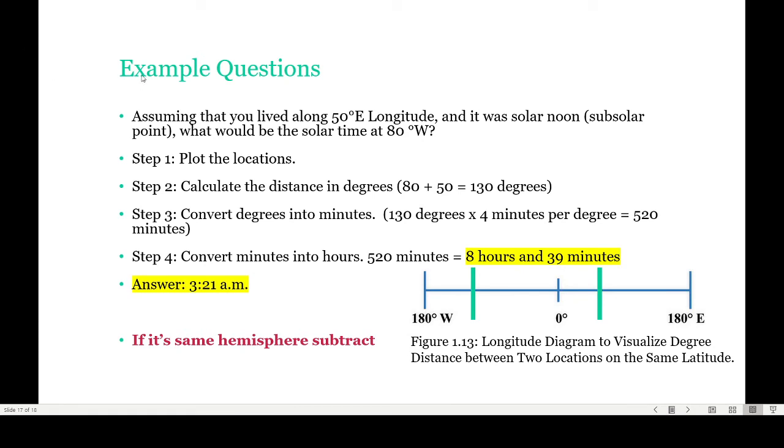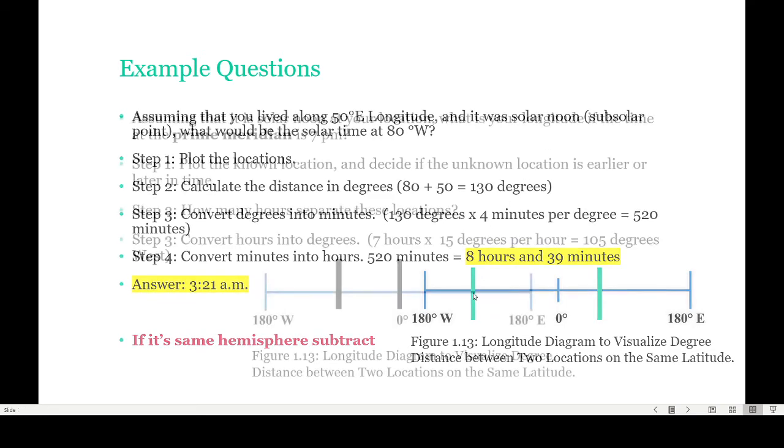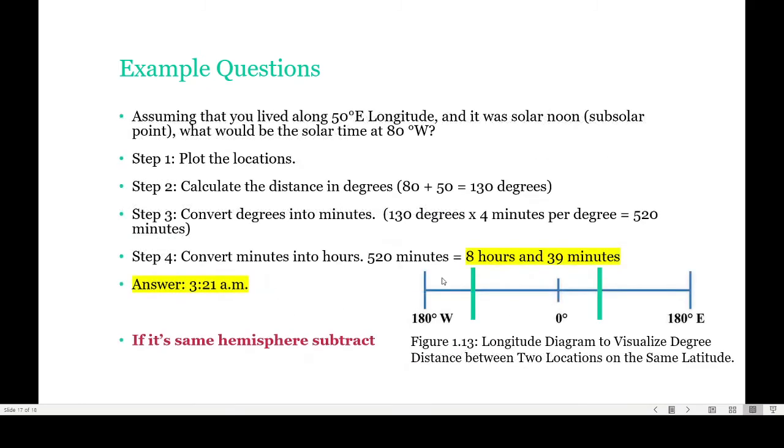So this is one example question. Assuming that you lived along 50 degrees east longitude and it was solar noon, what would be the solar time at 80 degrees west? I highly recommend for you guys to do a chart like this on a scratch sheet of paper.